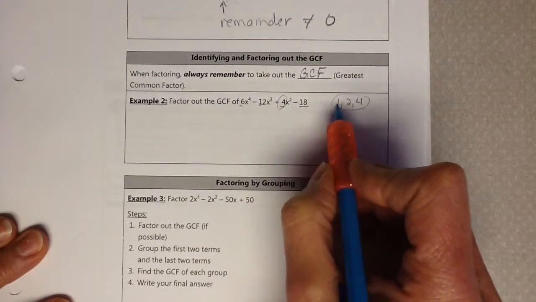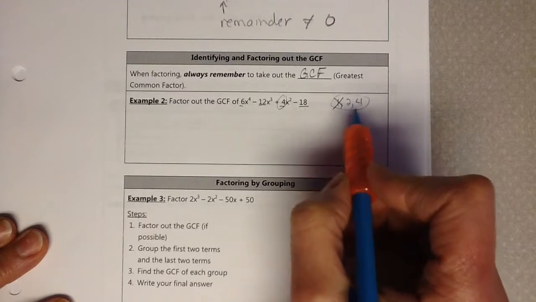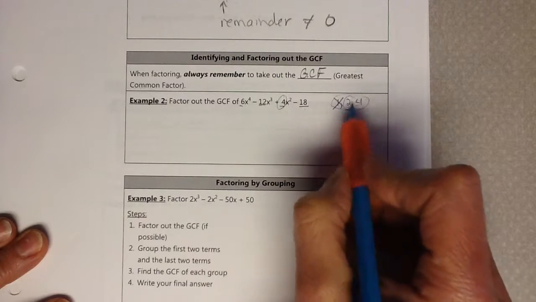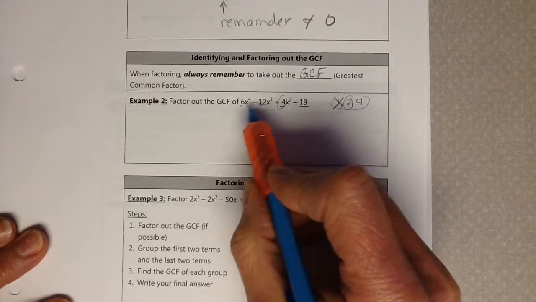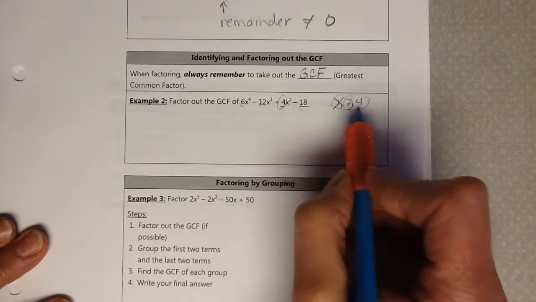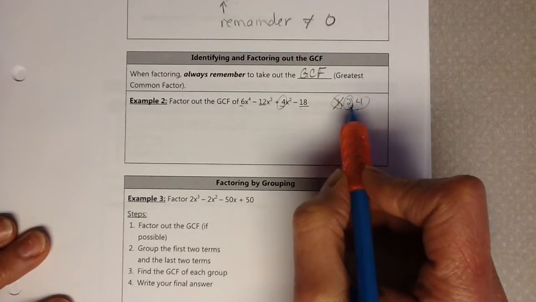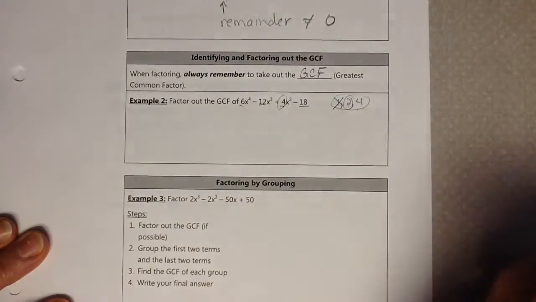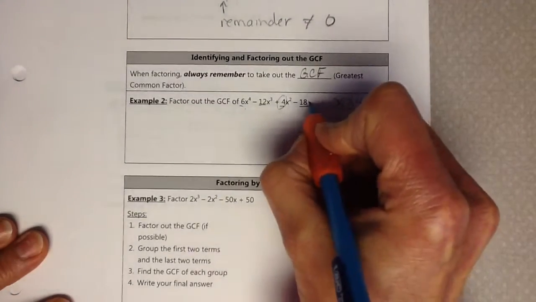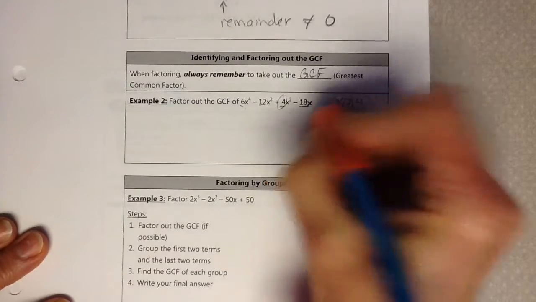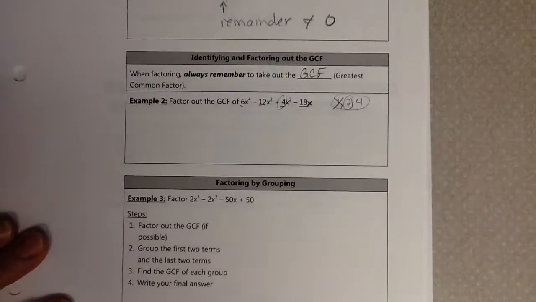And we know that 1 can, that's not the smallest. 2 can. 4 can't divide 6 and 18. So 2 is going to be the largest number we can divide all of those by. Now I'm going to have you write an x in here, just so we can pull out a GCF with the variable.